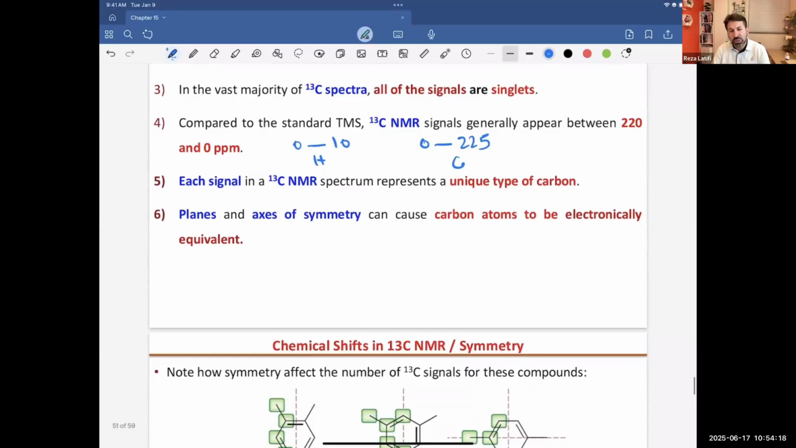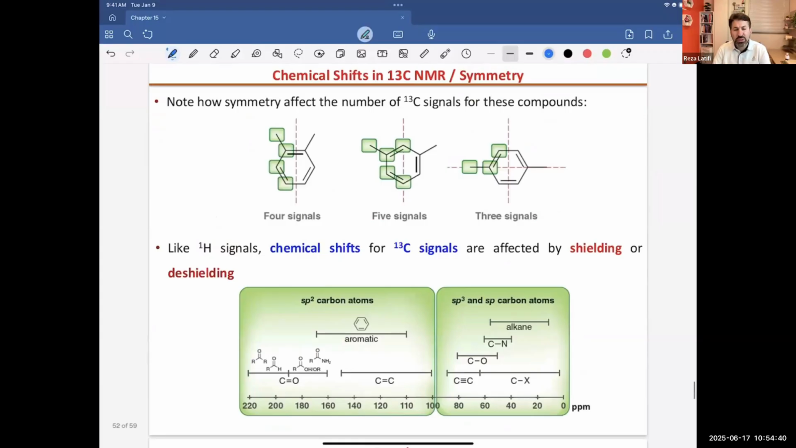Similar to hydrogen NMR, if you're dealing with elements of symmetry, then the number of signals will go down. The more symmetry elements you have, the smaller the number of signals you will get, and that's completely valid for carbon NMR as well. Here's an example. The first molecule has 8 carbons, but out of those 8, because we have a plane of symmetry, we're going to see only 4 signals.